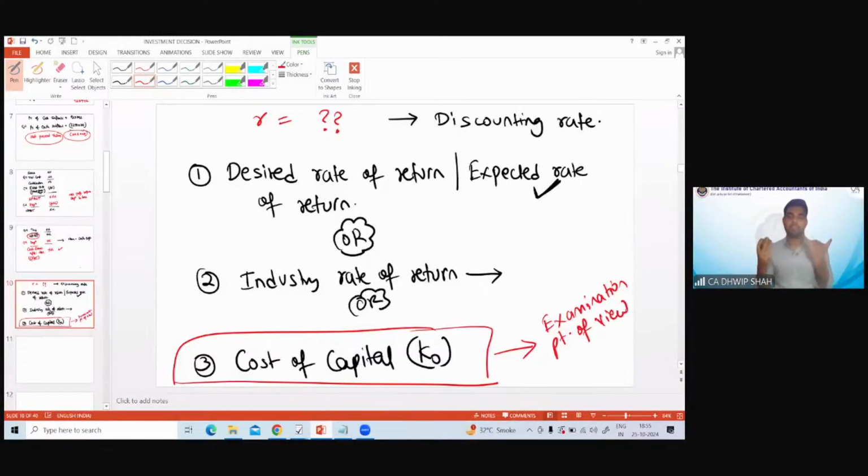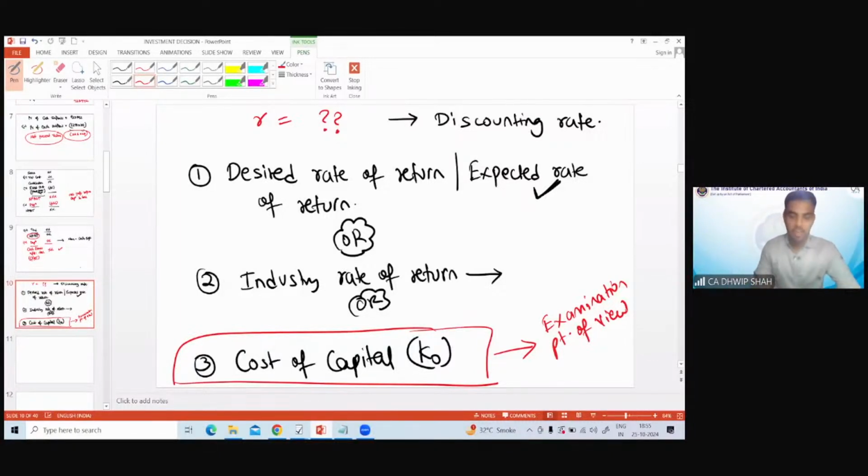Because as a layman think, I would at least want to recover my cost of capital from the project, because I have raised capital to invest in the project. I will bear the cost I will pay to the capital providers. At least I would want to earn that. So that's why your discounting rate in that case would be KO.